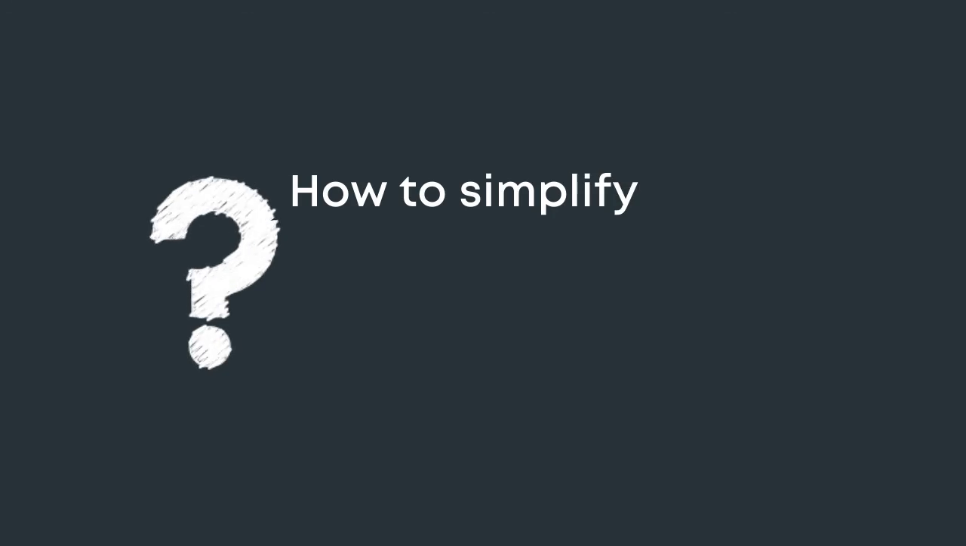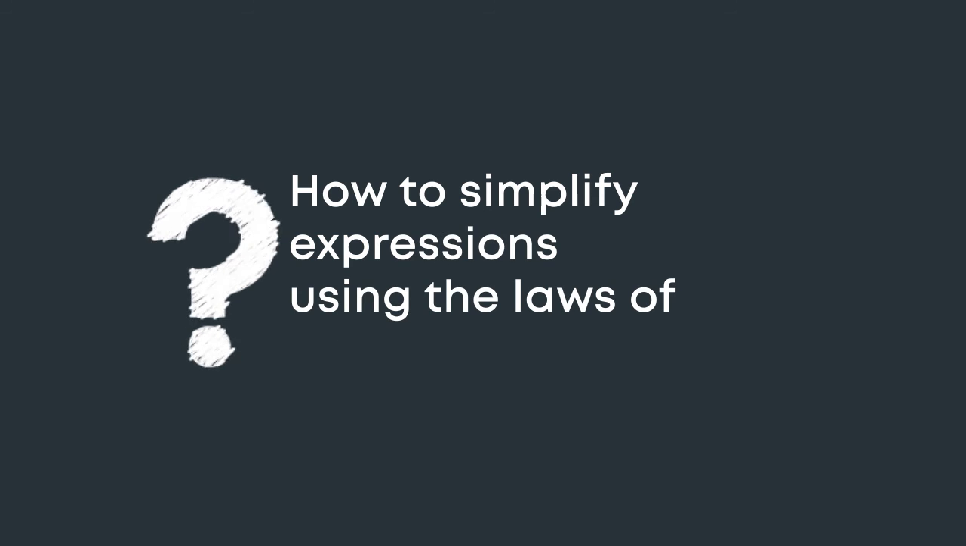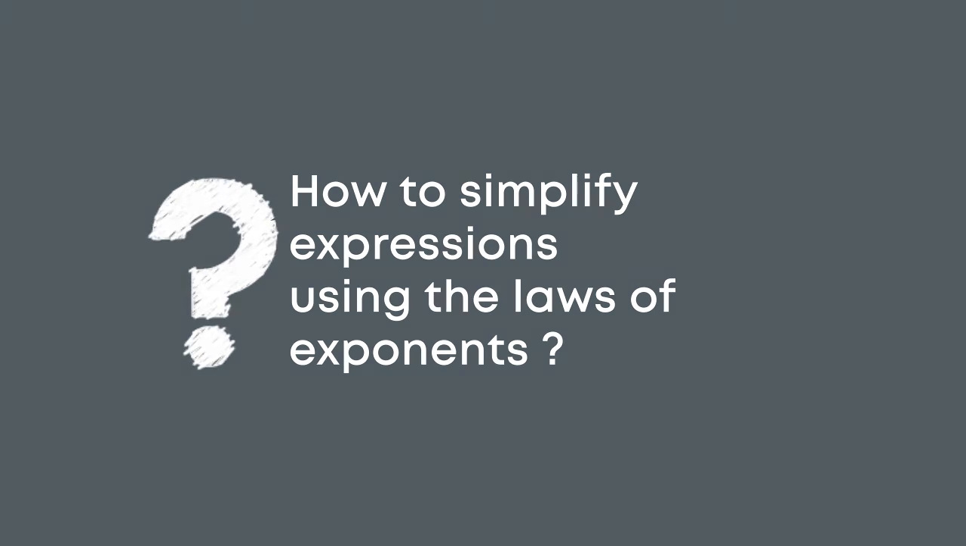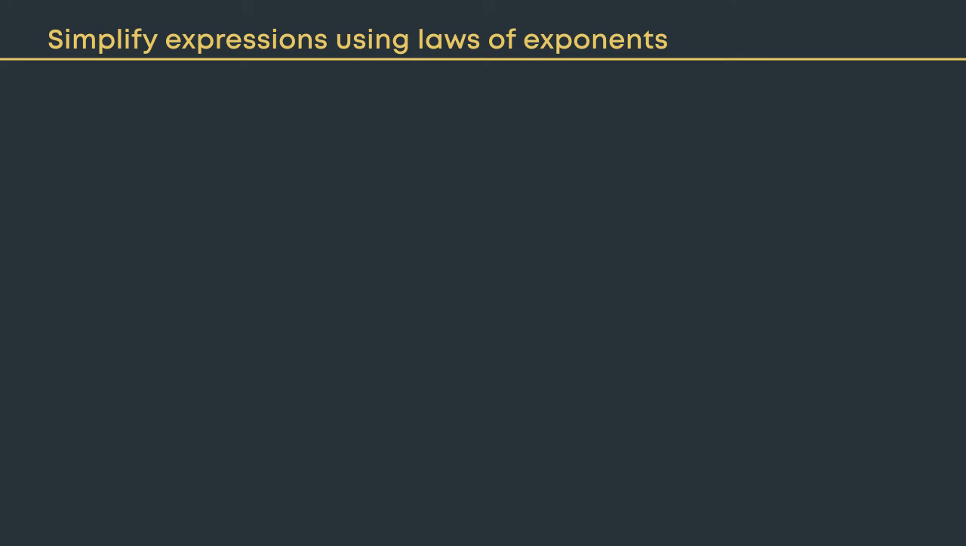In this video, we will see how to simplify expressions using the laws of exponents. Consider this question: 3 to the power of minus 5 into 10 to the power of minus 5 into 125 divided by 5 to the power of minus 7 into 6 to the power of minus 5. Let us understand how to simplify this.